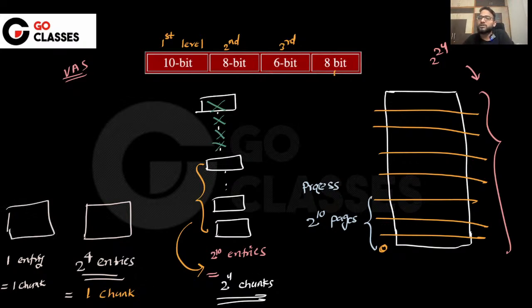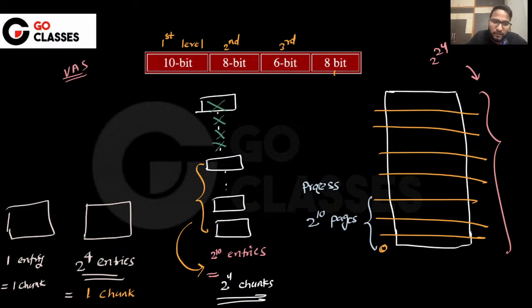I need 2 power 4 chunks here, which means to translate at any moment of time, I need just one page here, one chunk or one page here, and 2 power 4 chunks here, and I can translate any virtual address to the physical address, isn't it? Because I never have to refer.